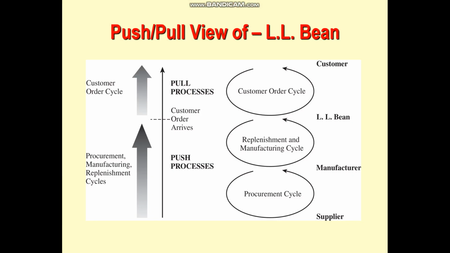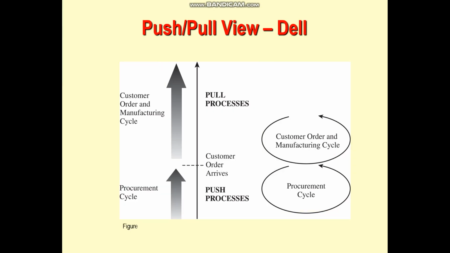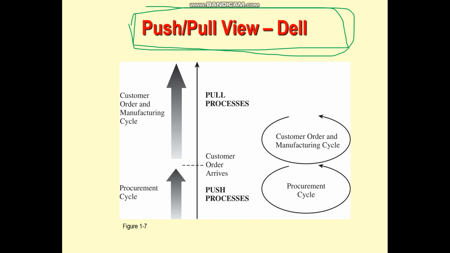Okay, and here is an example of the strategy of Dell company. If we view this process as a cycle view, we will see this process has two cycles. The first one is the procurement cycle, and the second one is the customer order and manufacturing cycle.